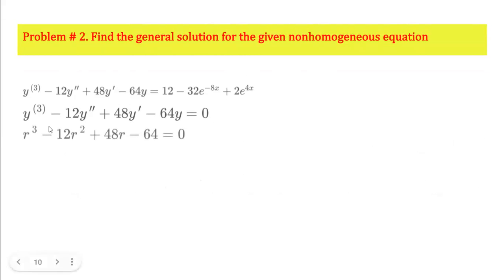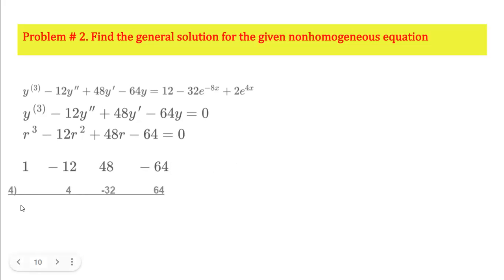We can now factorize this particular equation by using synthetic division. So taking each of these coefficients, we have positive 1, which is the coefficient for r cubed, minus 12, which is the coefficient for r squared, positive 48, which is the coefficient for r, and minus 64, which is a constant. So we can try 4 to be our first trial.